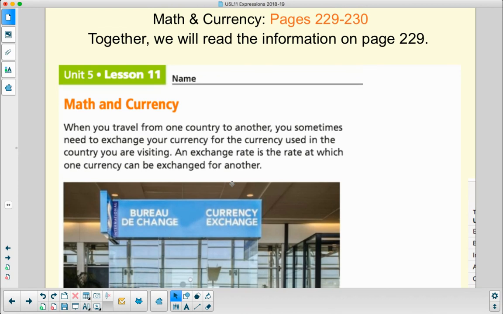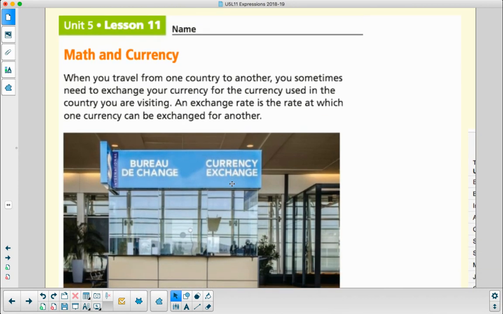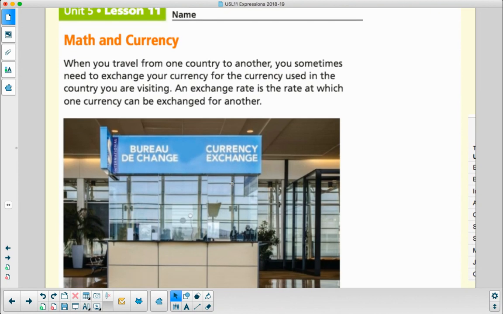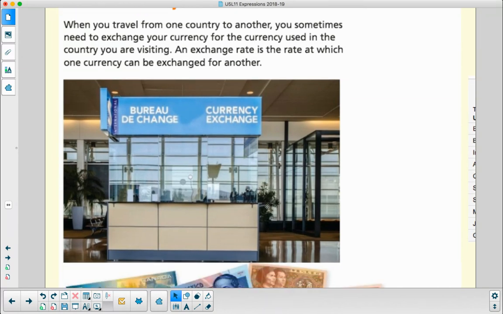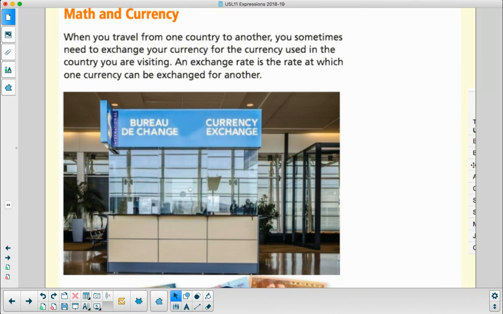As you look on page 229, we would read this together. When you travel from one country to another, you sometimes need to exchange your currency for the currency used in the country you are visiting. An exchange rate is the rate at which one currency can be exchanged for another. Here they're showing a currency exchange. This could be at a lot of different places. A lot of times you see them in international airports.